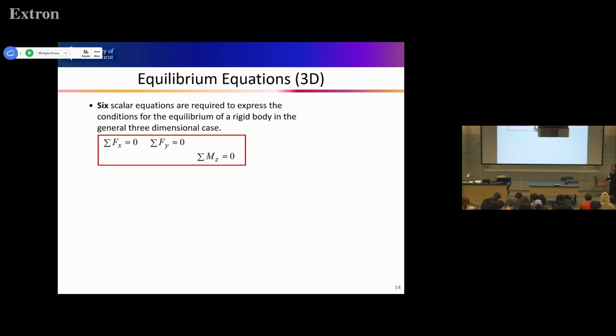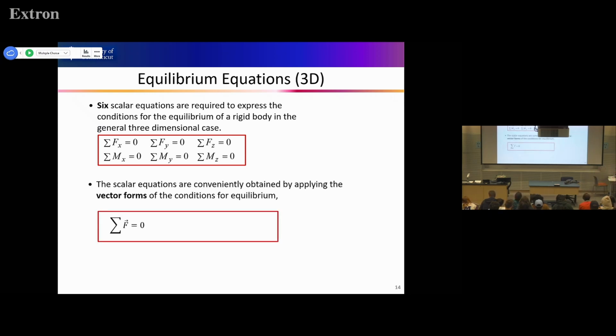And then for 3D, we need to add Fz and then Mx and My. What's Mx? Mx is the rotation about the x-axis, so this or this. My is this or this, right? Okay. And these 6 scalar equations can be used in 2 vector forms: the sum of all force vectors equals 0, and the sum of all moment vectors equals 0.